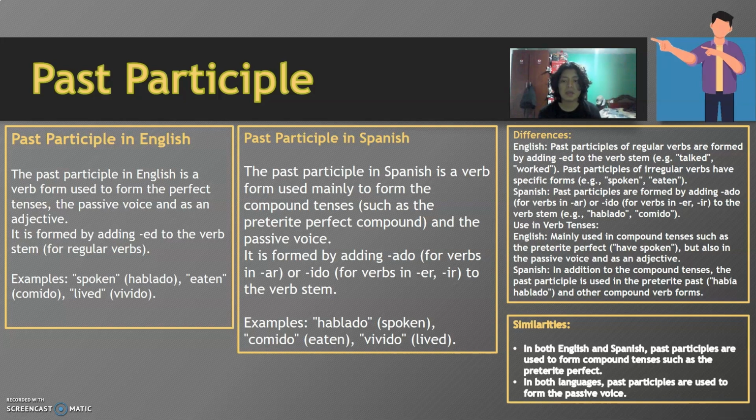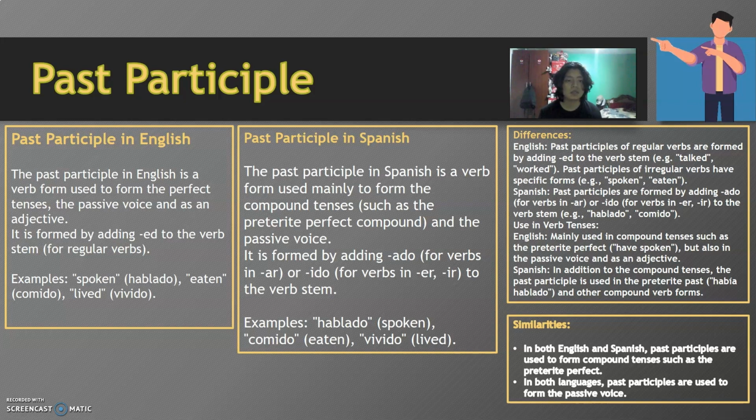And the past participle in Spanish is a verb form used mainly to form the compound tenses, such as the present perfect and the passive voice, and it is formed by adding -ado for verbs in -ar or -ido for verbs in -er or -ir to the verb stem. For example, hablado, comido, vivido.